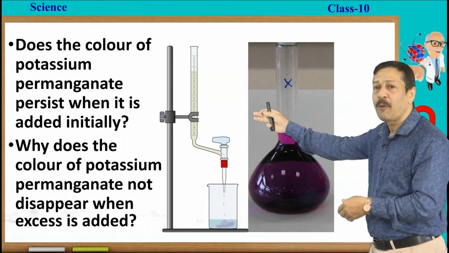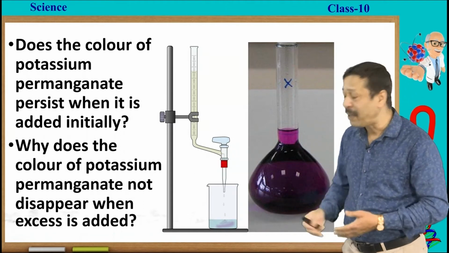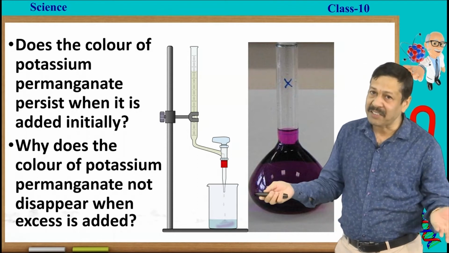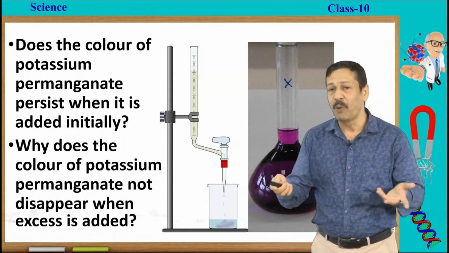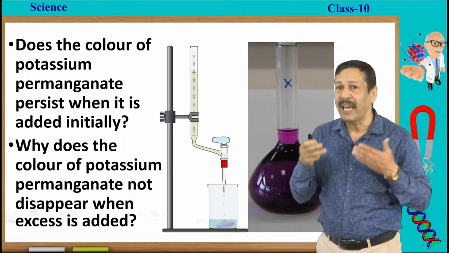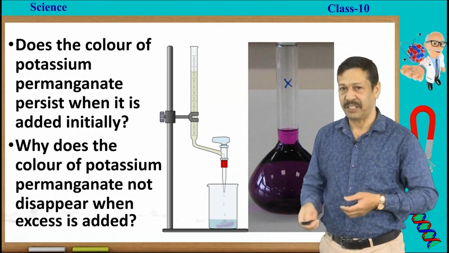Why does the color of potassium permanganate not disappear when excess KMnO4 is added? That is because the reaction is already completed, there is no more ethanol. That is why KMnO4 remains as KMnO4, hence there is no color change.